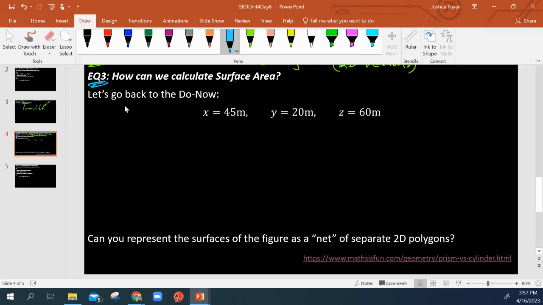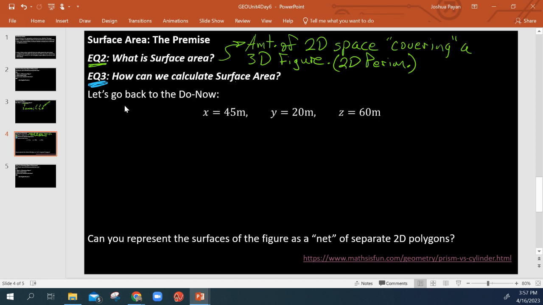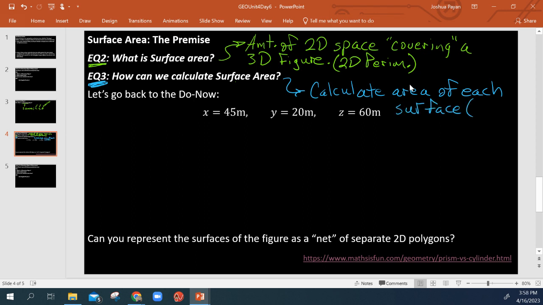Okay, so how can we calculate surface area, right? So to put it simply, you calculate surface area by calculating the area of each surface. And we call the surfaces faces for short, right? So calculate the area of each face, right? And add them up.